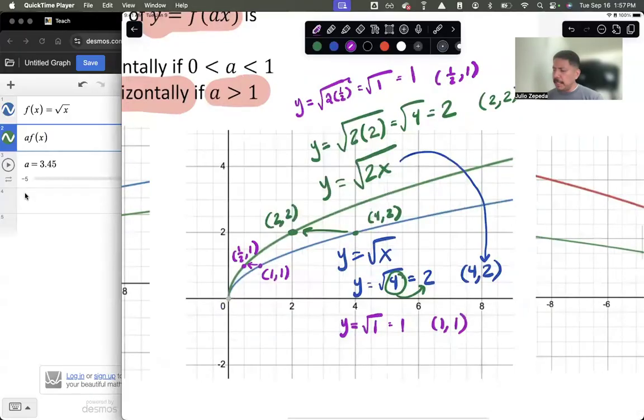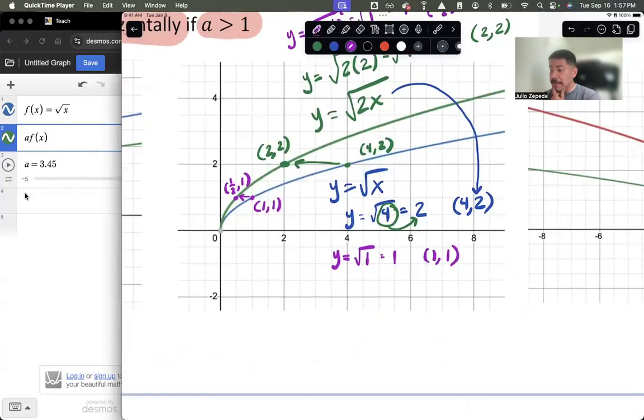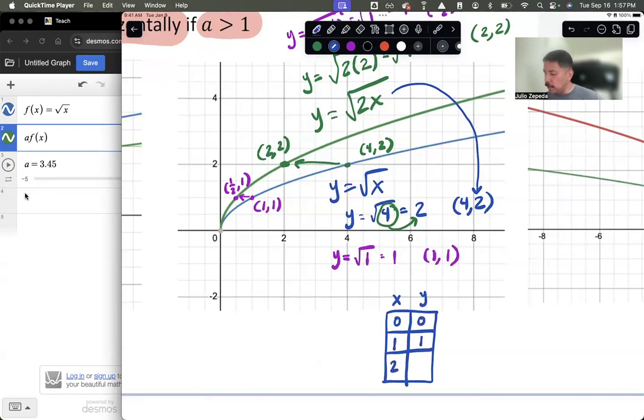Good. And so in practice here, let's say we're looking at a table, so I don't want to get too deep into this. I have another video on it. But the xy table for the square root function is 0, 0, 1, 1, and 2, 4. And then we could go to 3, 9 if we wanted to. This is for the basic y equals square root of x.